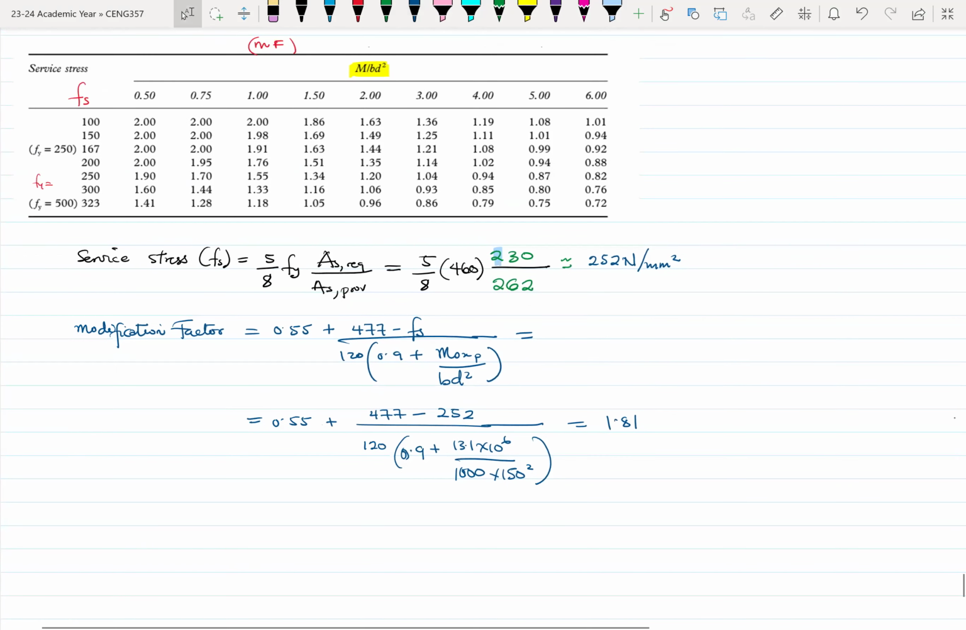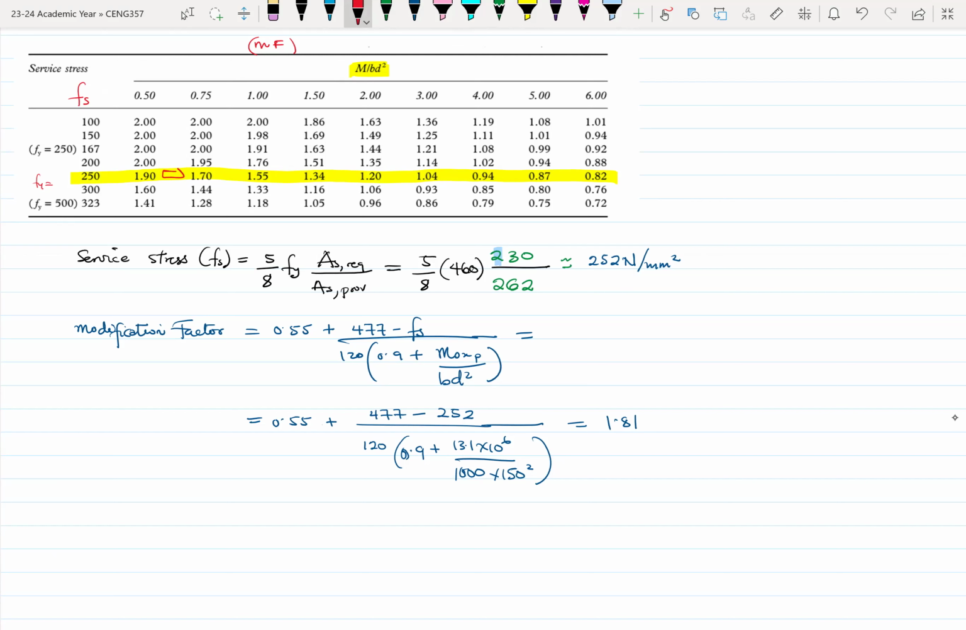So assuming we're going with the 250, let's see if everything will look right. I don't know what m over b d squared would be, but let's say 13.1 exponent 6 divided by 1,000 times 150 squared will give us 0.58, so somewhere around here. So yeah, we are close. We are somewhere close. I mean, it makes sense.